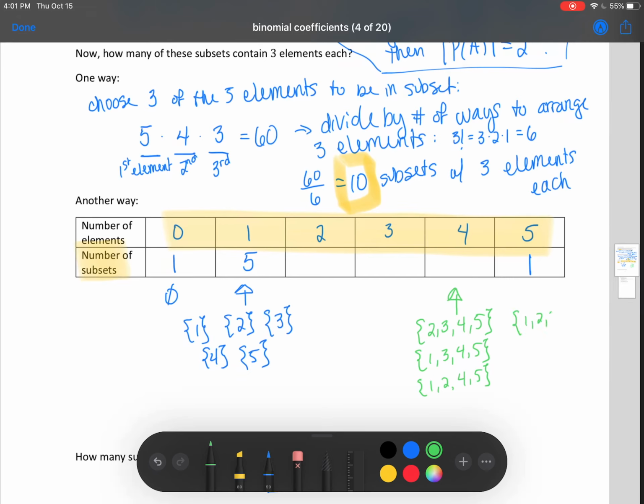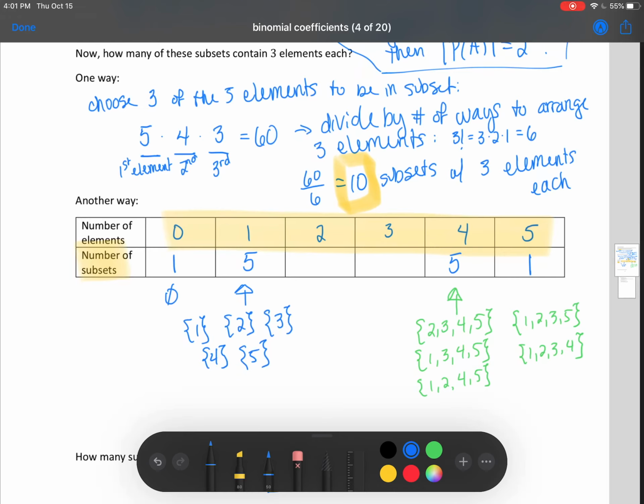If we leave out a 4, we have 1, 2, 3, 5. And if we leave out 5, we have 1, 2, 3, 4. And hopefully a quick glance will tell you that these sets that we just wrote down in green are basically the complements of the singleton sets that we wrote down for 1. And hopefully glancing at that you agree that there's exactly 5 of those as well.